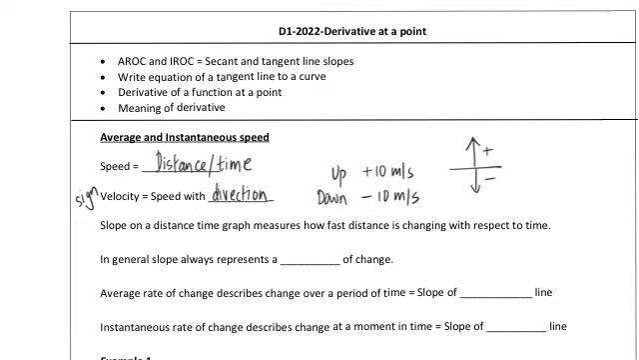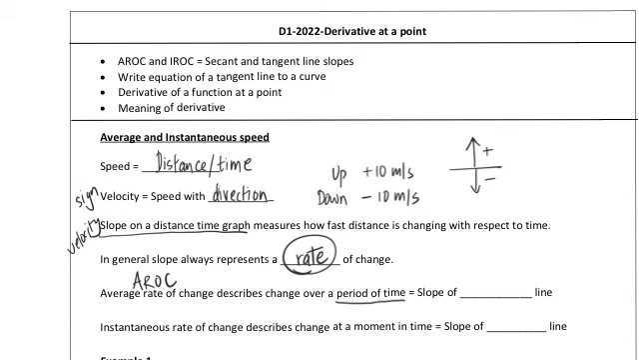Okay, you know that the slope on a distance time graph measures how fast the distance is changing with respect to time. So the slope then on a distance time graph is the velocity. And in general, the slope on any graph is going to represent a rate of change. Slope is a rate. Average rate of change, which we call AROC, describes change over a period of time, right?